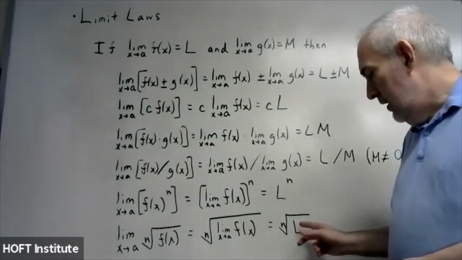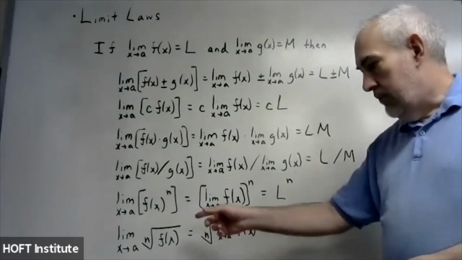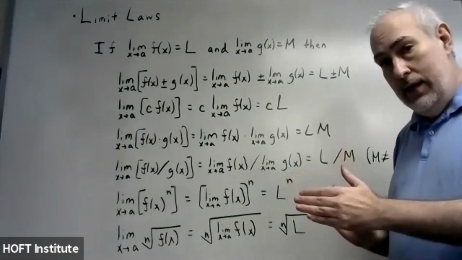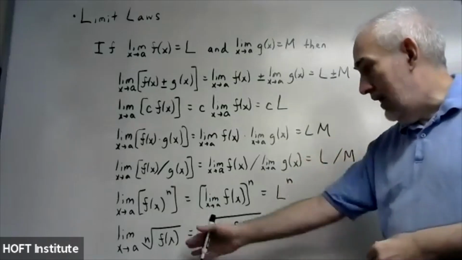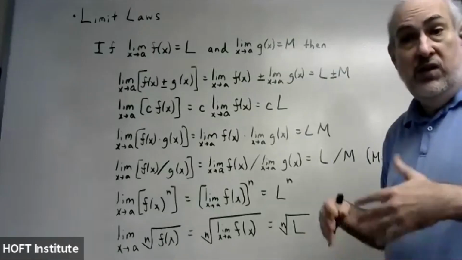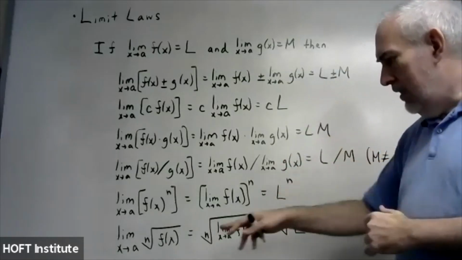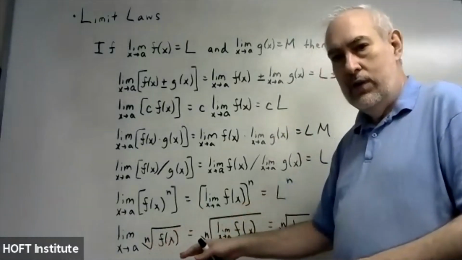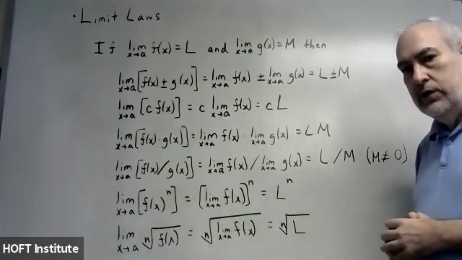If n is even, then L has to be greater than or equal to 0, and your function has to be positive on both sides of a. Because if it were negative on both sides of a, you can't take a square root or an even root of a negative number. It wouldn't even matter if L was 0, let's say. If f of x is approaching 0 from negative numbers, the even root of a negative number doesn't exist, and then your limit just wouldn't exist. So there are some minor things you do have to pay attention to.